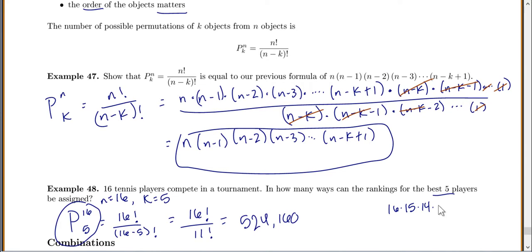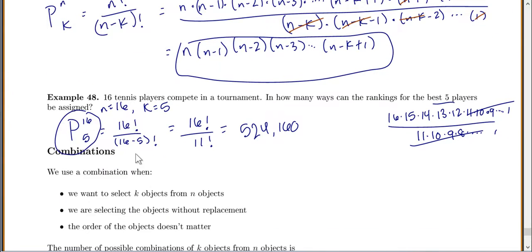16 times 15 times 14 times 13 times 12 times 11 times 10 times 9 times dot dot dot down to 1. And over 11 factorial, so 11 times 10 times 9 times 8 dot dot dot down to 1. So notice these would cancel, and you'd only have to do 16 times 15 times 14 times 13 times 12. So that's a permutation, when order matters.